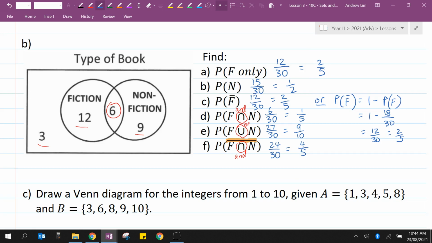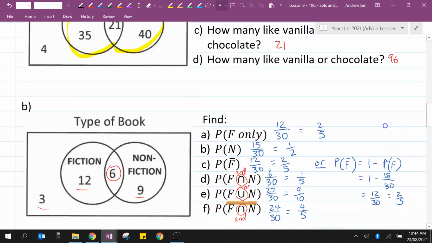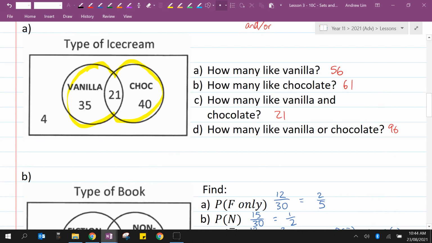Okay, so just remember, whenever we're talking about finding the probability, it's always going to be a fraction, or percentage, or decimal, but fraction's the easiest. Here, we're just asking for a number.